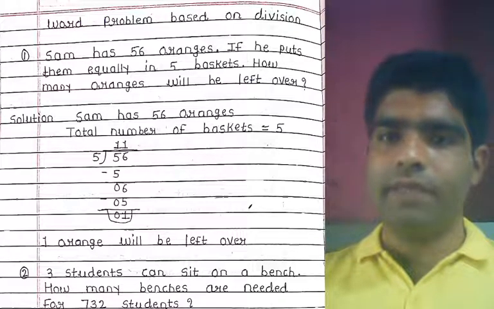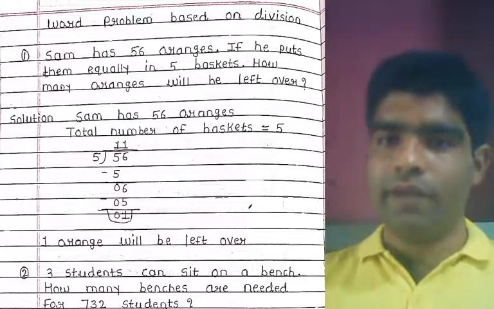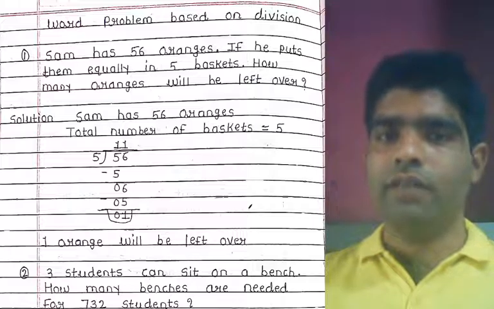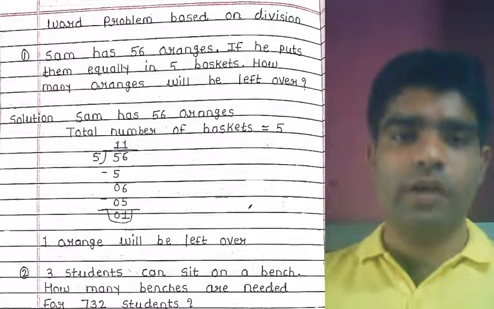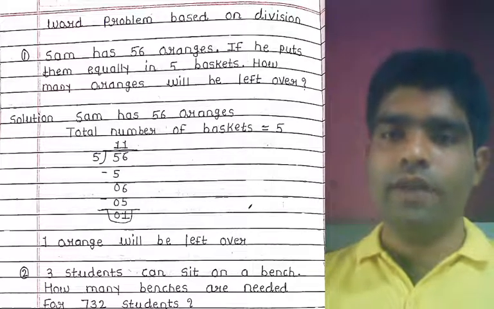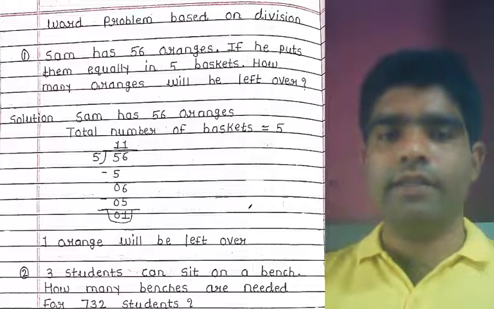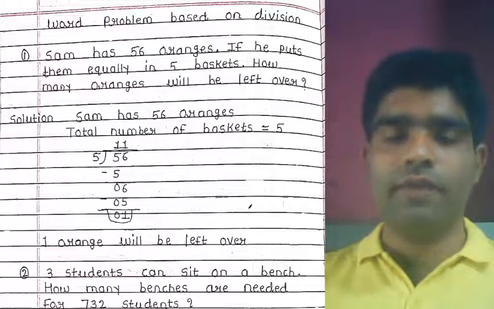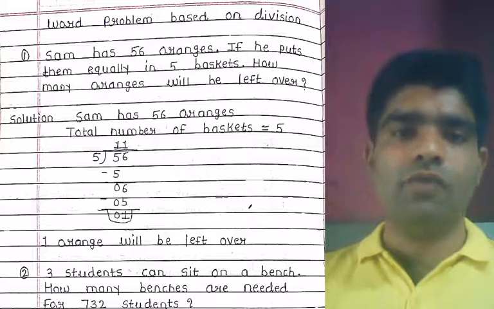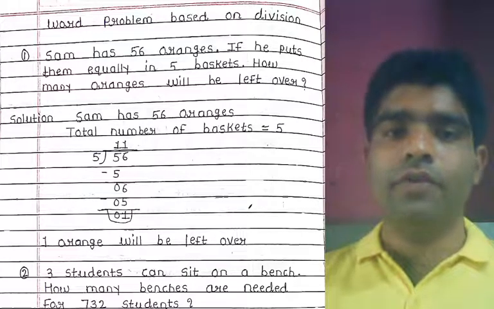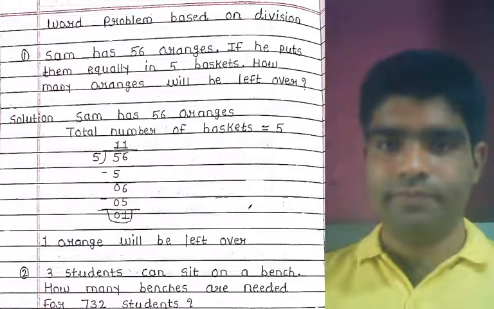So 56 simply divided by 5. Because 5 ones are 5, this is our 5. 5 minus 5 is 0, and the remaining 6 comes down here. Because 5 ones are 5 and 5 twos are 10, that is why you have to use only 5 ones are 5. And 6 minus 5 is what? 1. It means your remainder is 1.